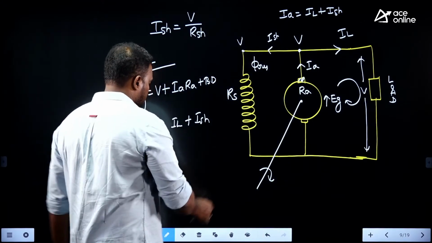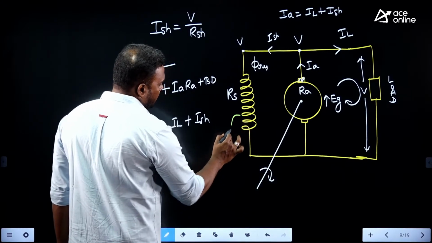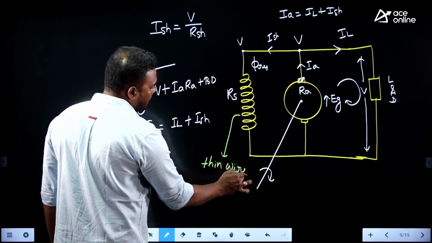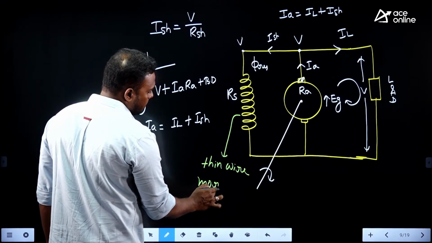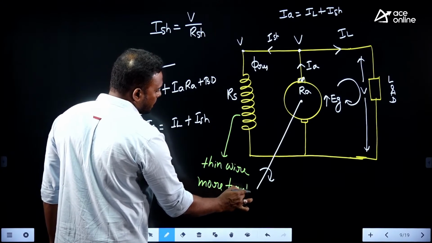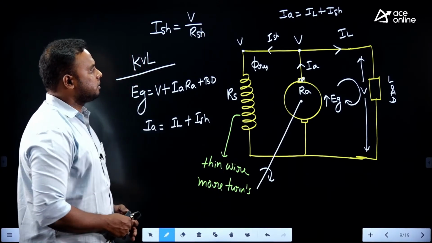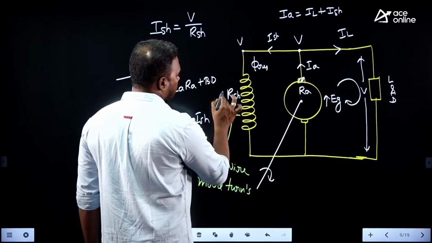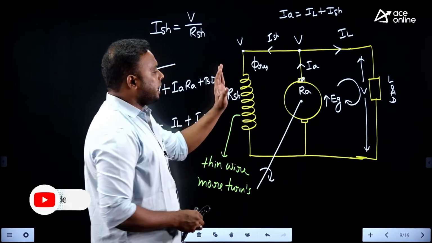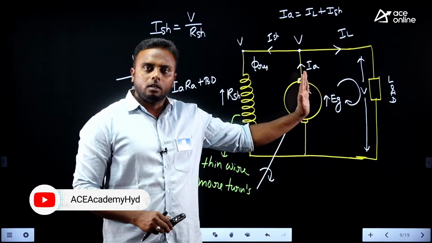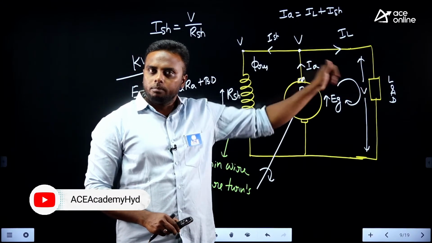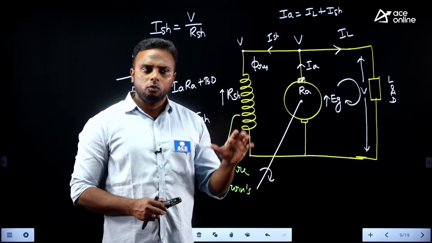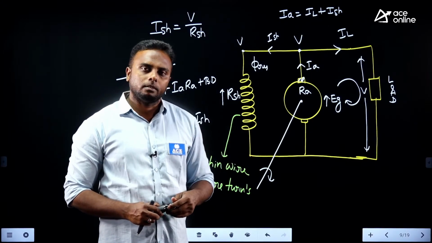The shunt field is represented with thin wire, and it has more turns. So this is the representation of shunt. The simple reason is that the field resistance RSH must be a high value. Why is it high? We are exciting this field winding by connecting it in parallel with the armature, and at the same time the load is also in parallel with the armature. Load resistance will generally be low, in the range of 2 ohm, 3 ohm, 5 ohms, 10 ohms.